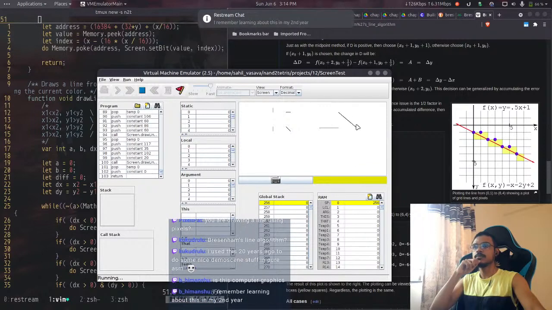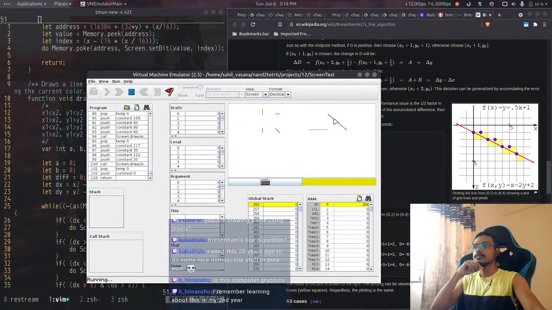So I am able to, yeah. Oh, you did. Nice. So I was able to draw this kind of line and this kind. So these lines are not correct.